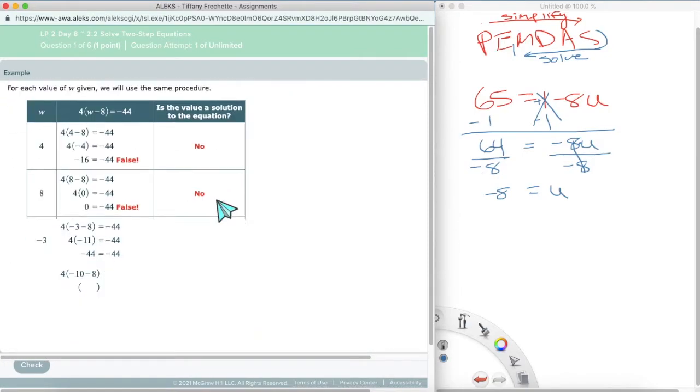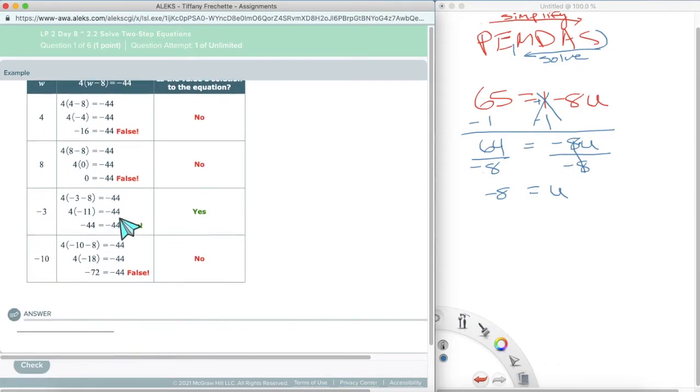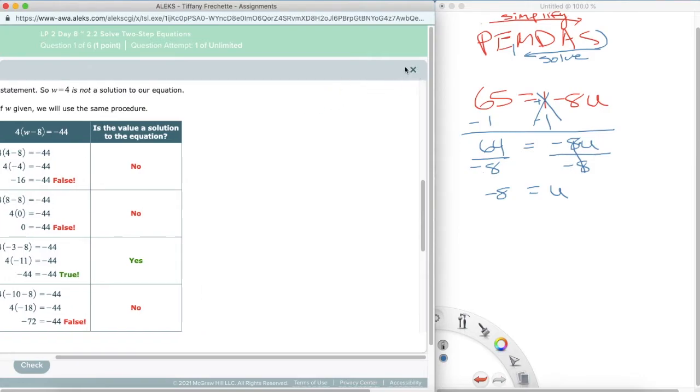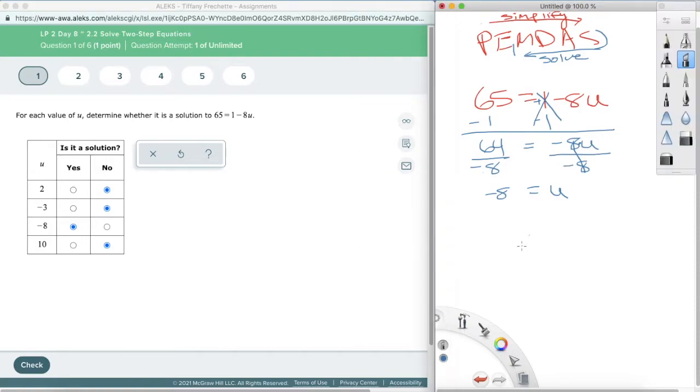Is what it's doing is it's showing you to create a table and actually plug in each solution and see, do you get a false at the end? Are the numbers incorrect? Negative 16 does not equal negative 44. Or do you get a true statement? Negative 44 does equal negative 44. So this is another method that they're having you solve. So if you already know PEMDAS, if you remember this, then you can by all means go through this. If this is a little advanced, we can start by doing it in a different way.